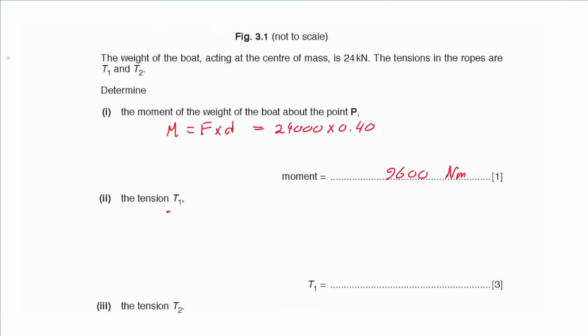Now we can substitute: clockwise moments are equal to anti-clockwise moments about P. For the clockwise moment, the tension T1 is at a distance of 1.2 plus 0.4 from the pivot, the whole distance from T1 to the pivot. And on the other side, the anti-clockwise moment caused by the weight is 9,600. We then divide by this bracket on the right side to get the value of T1. This gives an answer of 6,000 newtons.